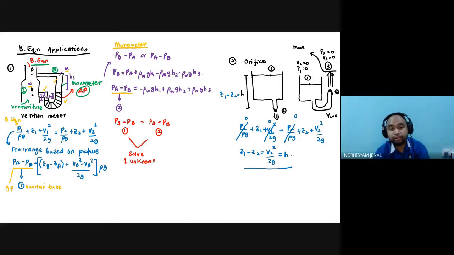At the end, you rearrange the equation, because you want to change from PB equals PA to PA minus PB. So everything on this side should move to the other side, and it becomes the other way around. Then we compare PA minus PB for the Venturi tube and PA minus PB for the manometer, so you can solve for the one unknown in the question.